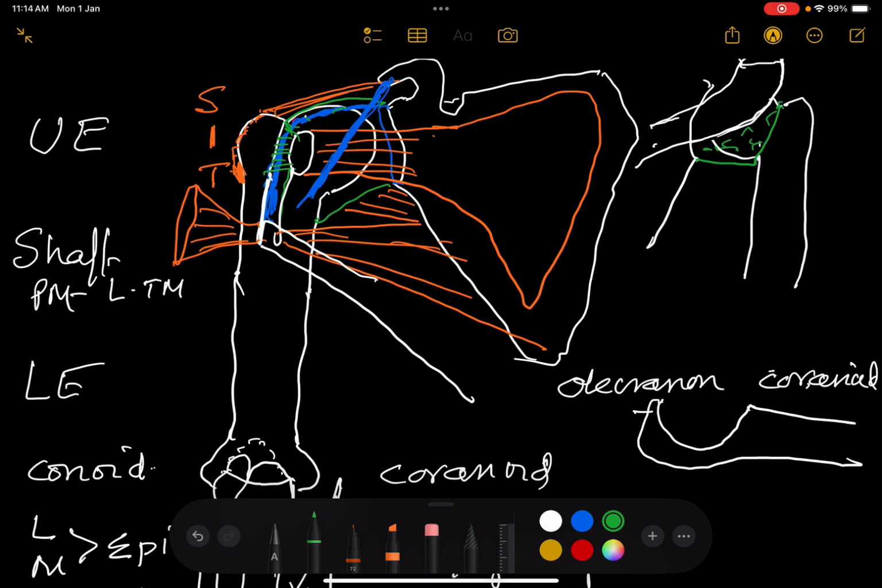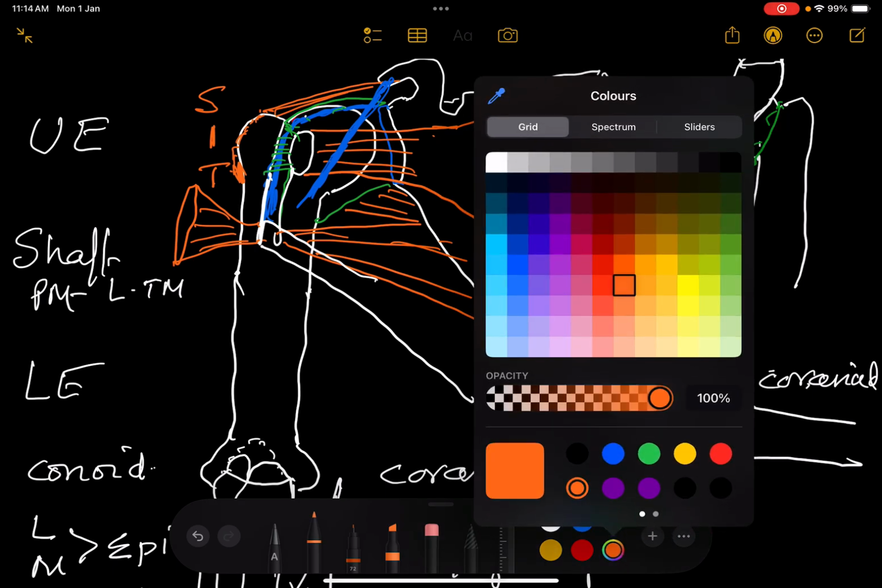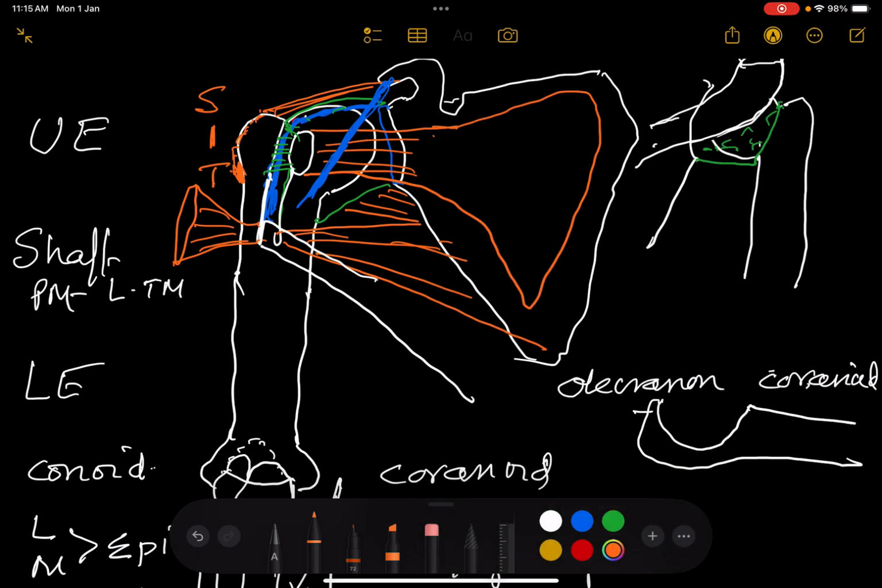This is the capsule. Then you will see the supraspinatus coming from the supraspinous fossa, getting inserted into the upper part of the greater tuberosity. The infraspinatus coming from the infraspinous fossa, getting inserted. This is becoming the I, this is becoming the S, and the teres minor coming from this lateral border of the scapula, and getting inserted down.